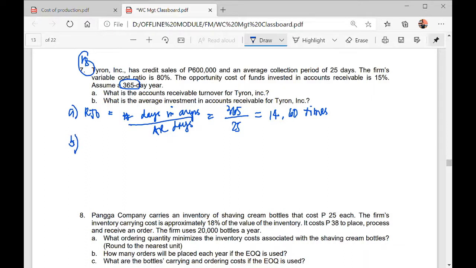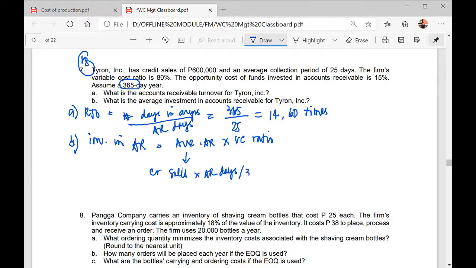Okay? Next, letter B. What is the average investment gihapon? Investment in AR. Para sa question ganiha. Okay, so again, this is the average AR times the variable cost ratio if this is given. Okay, so kung given si variable cost ratio. So what is our average AR? Again, to get the average AR, it's equivalent to your credit sales times AR days over the number of days, so 365. Okay, so therefore, this is equivalent to 600,000.